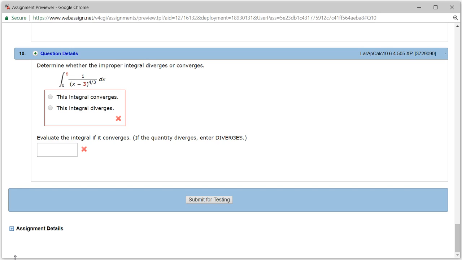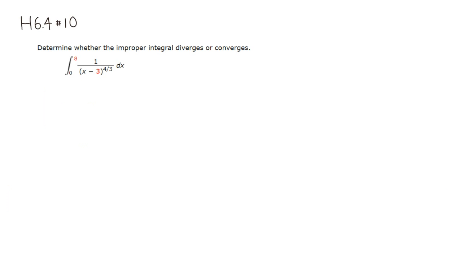All right, let's look at homework 6.4, problem number 10. Let's evaluate this improper integral. It looks like this is not the kind with the infinitely long interval. There should be some infinite discontinuity, and we can see that when x equals 3, the denominator becomes 0, so it's going to have a vertical asymptote there.